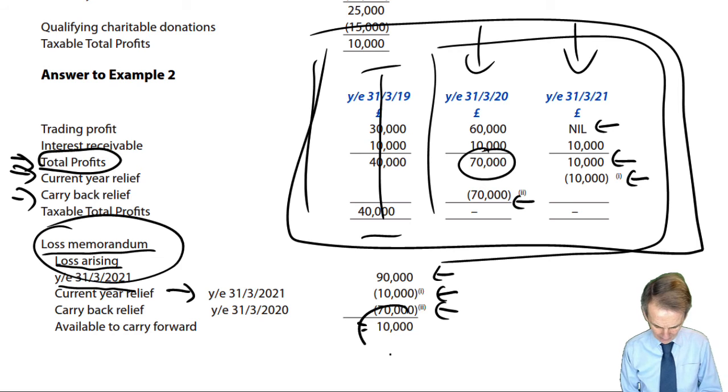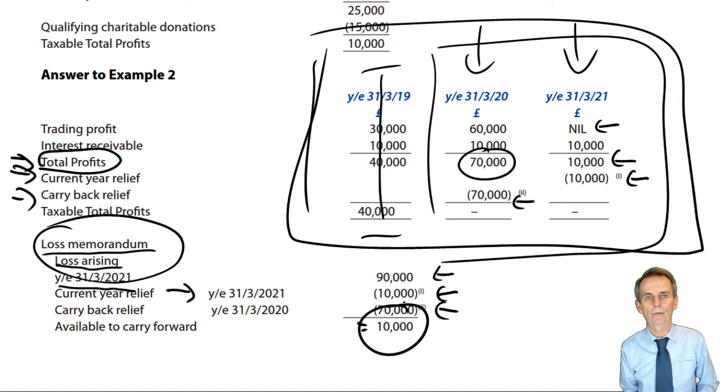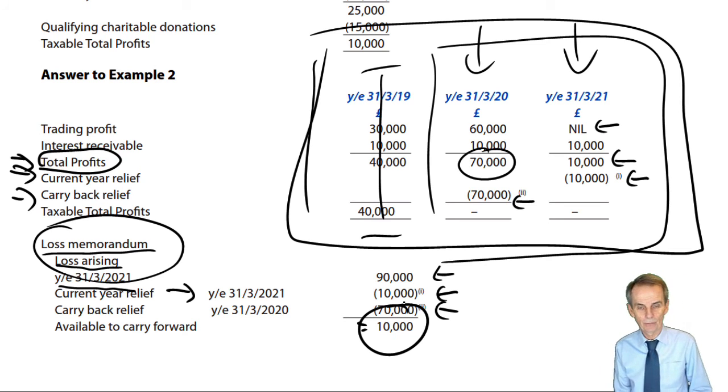If you do have anything to carry forward, then if they didn't give you any total profits for the next period, it would then just be a written response saying what could be done, what will be done with that 10,000. And that would be available to carry forward against any part of the future total profits of that company. Okay, plenty for you to be revising through, therefore, before next time.